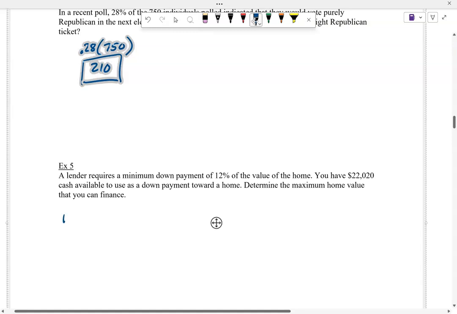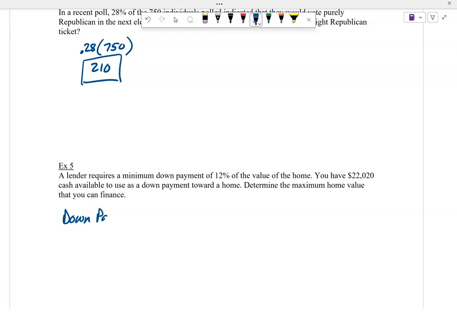Well, let's write it down. Our down payment has to be 12%, as a decimal, of the value of the home. Let's let X be the value of the home. 12% of the value of the home is our down payment. Now we have $22,020.